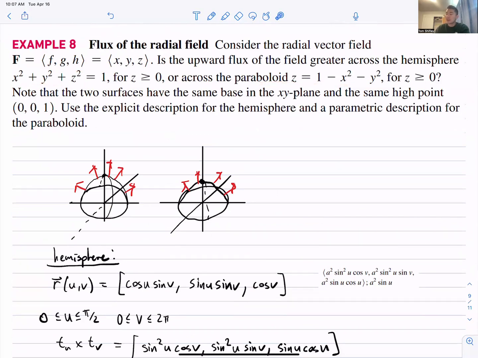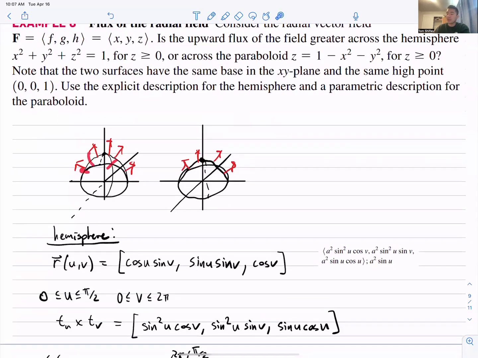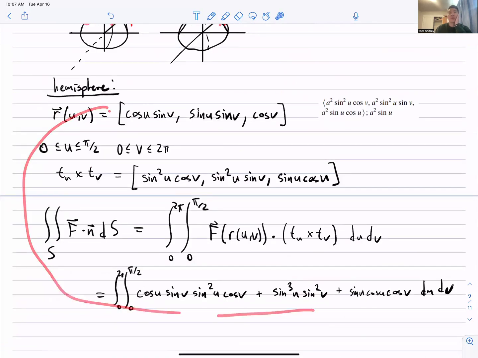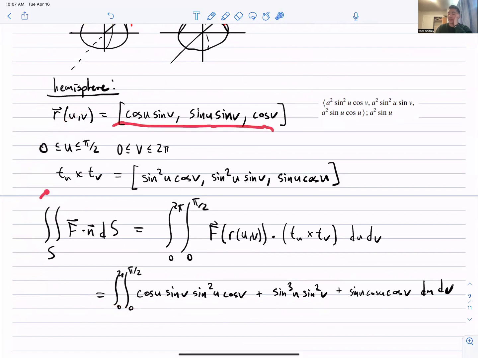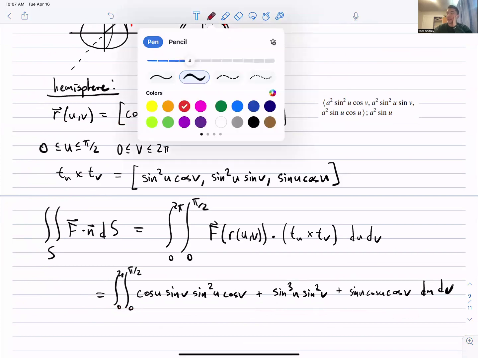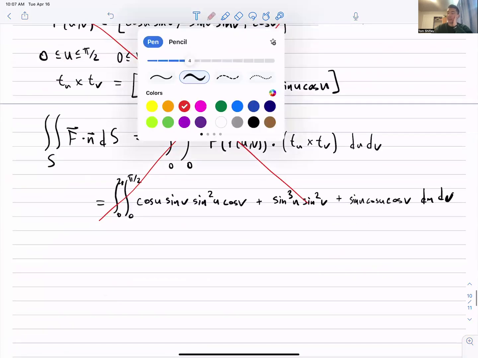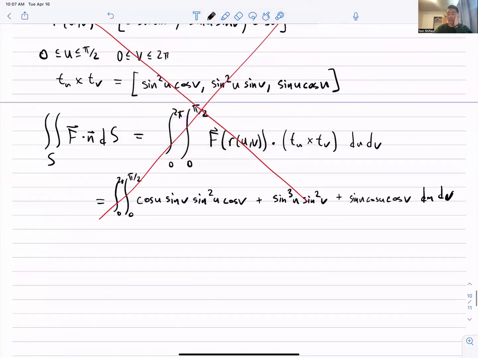What we want to do is look at what their flux is on these top surfaces. I started doing the hemisphere one, and I realized that using this spherical coordinate parameterization leads to a really disgusting integral. It's actually not the way to go about doing it. So I'm going to cancel this out, and we're going to redo it using an explicitly defined approach.